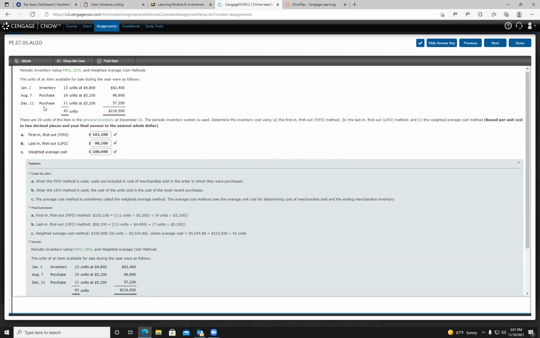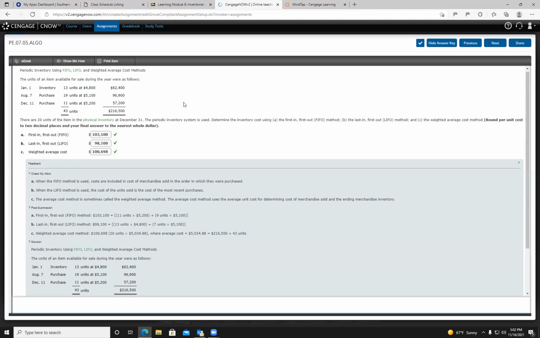So if there are 20 units of the item in the physical inventory as of December 31st. Now, this is using the periodic inventory system. I forgot to mention that. What we've been doing up to this point has been the perpetual inventory system, and this is a problem where we're using the periodic inventory system.